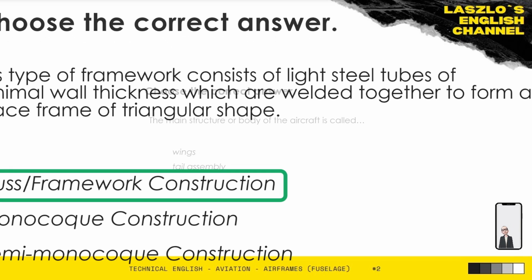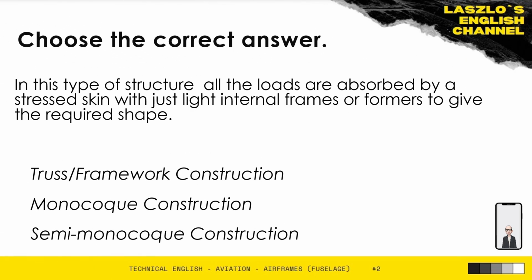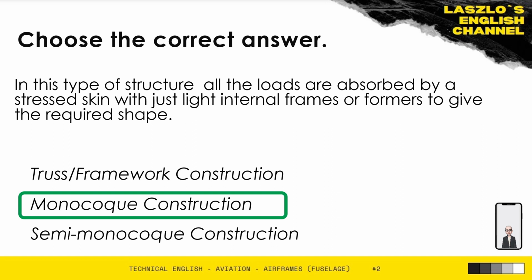Good. Second question here. The main structure or body of the aircraft is called wings, tail assembly or fuselage. Hopefully you've all chosen the third option right here. Fuselage, of course, is the correct answer. Moving on to question number 3. In this type of structure, all the loads are absorbed by a stressed skin with just light internal frames or formers to give a required shape. Truss, monocoque or semi-monocoque. Second option, monocoque construction. Excellently done.